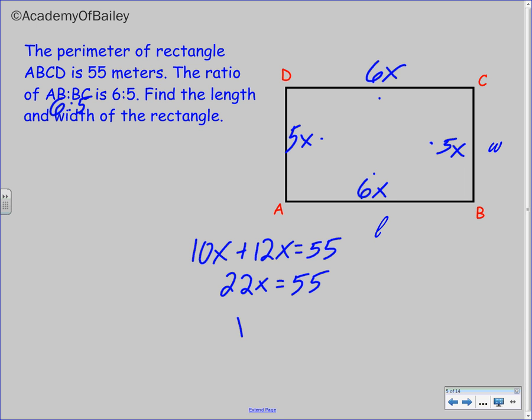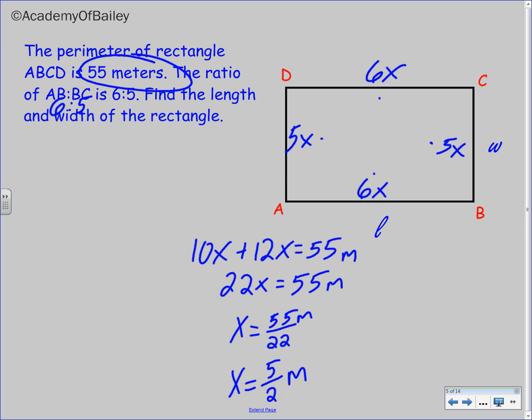You divide both sides by 22, x will equal 55 over 22. I can reduce this by 11. The top number, 55 divided by 11, will leave us with 5, and the bottom number, 22 divided by 11, leaves us with 2. So x is equal to 5 over 2. Now, I left out the unit here, 55 meters, so 5 halves meters. Now, I'm okay leaving it as 5 over 2 for x.